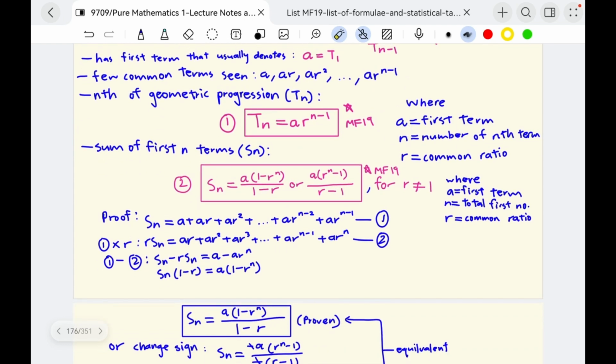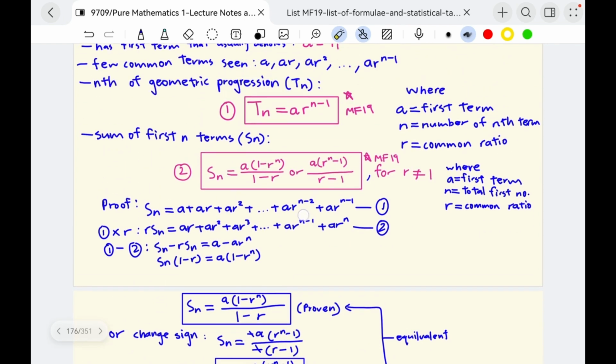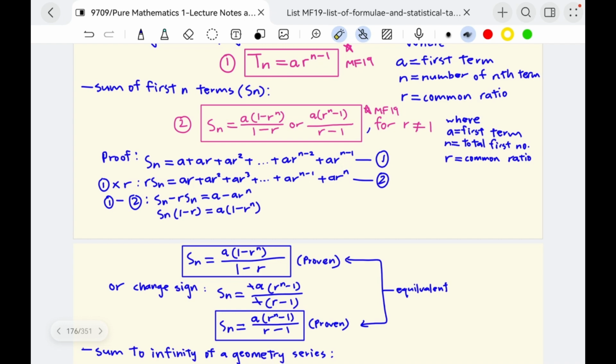So let's enter the sum of the first n terms for the geometric series. It is Sn equals a times 1 minus r to the power of n over 1 minus r, or a times r^n minus 1 over r minus 1. So how to prove this? First you have Sn equals a plus ar plus ar squared until you get ar to the power of n minus 1. And multiply by r for the first equation: r times Sn is equal to ar plus ar squared plus ar cubed all the way until you get ar to the power of n.